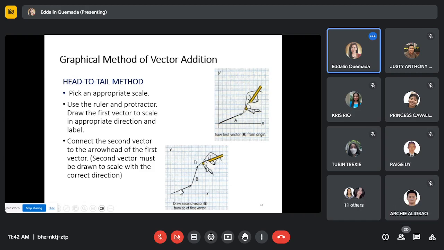For the second vector, vector b, if you are now adding the second vector, all you have to do is to connect the tail of the second vector to the arrowhead of the first vector. And for its resultant, it is simply creating an arrow from the point of origin to the arrowhead of the last vector. This is now your resultant.